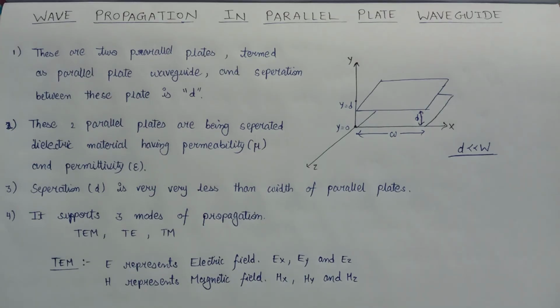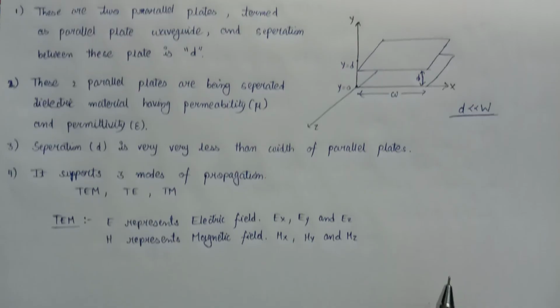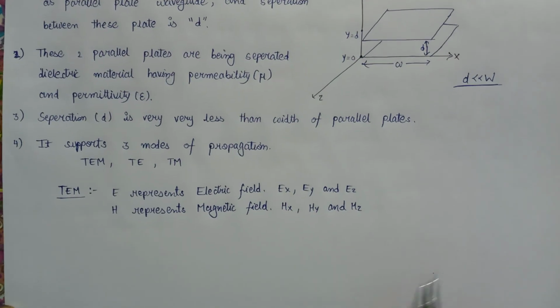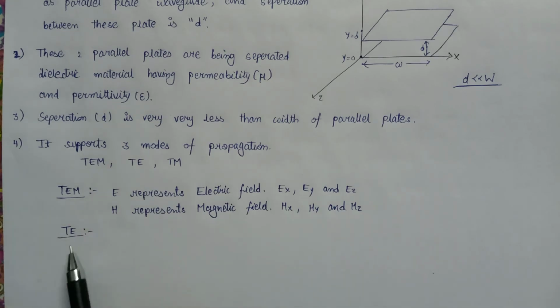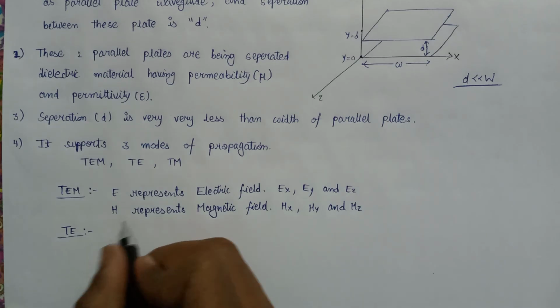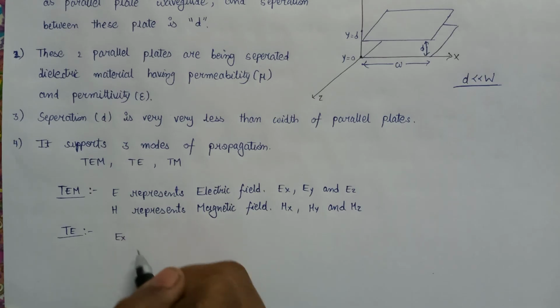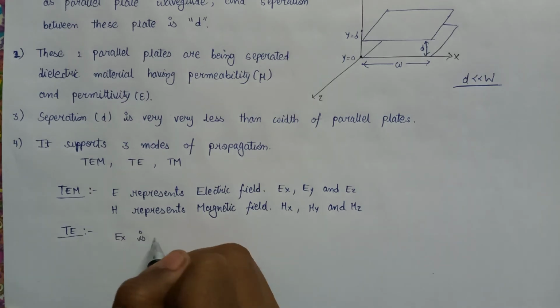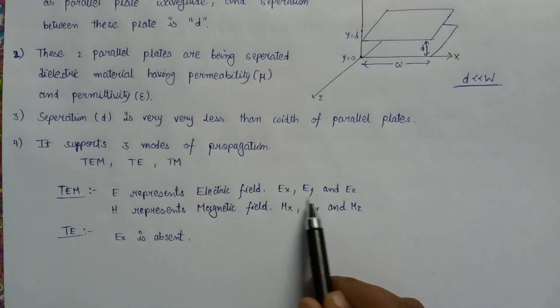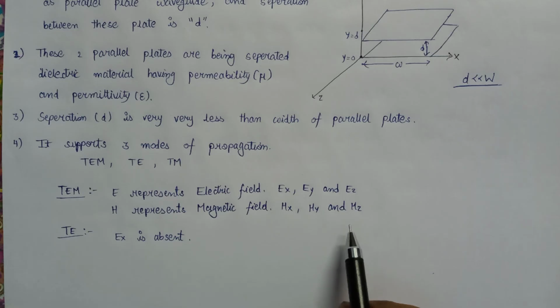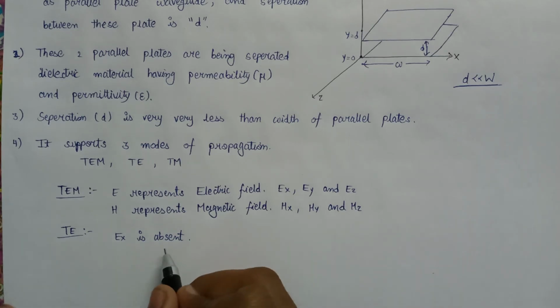And let's discuss the TE mode. So here is the TE mode. TE mode represents transverse electric mode. In this case, the electric field component Ex is absent. So Ex is absent here. And all the remaining components, that is Ey, Ez, Hx, Hy and Hz, are present. So the rest of the components are present here.